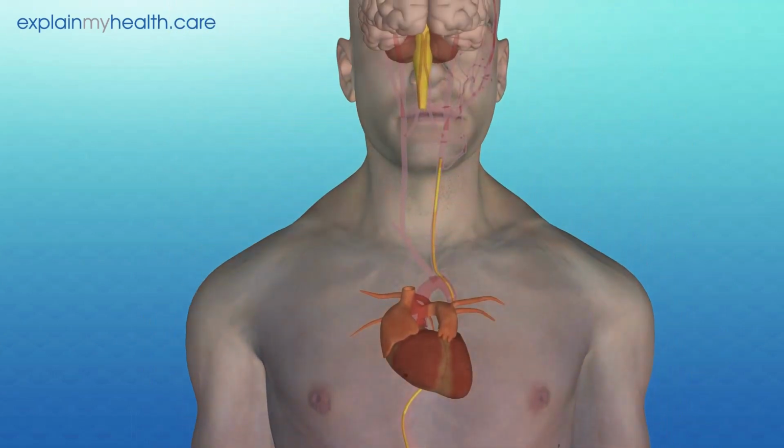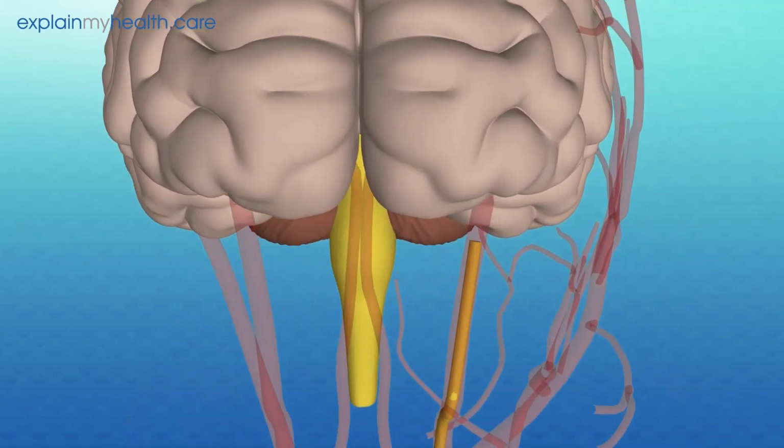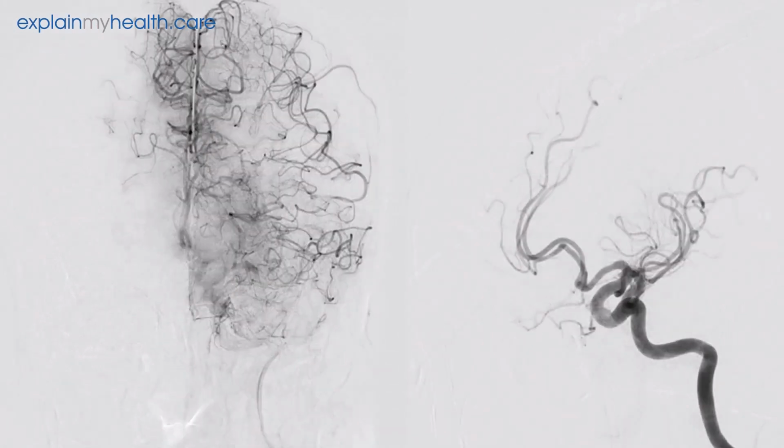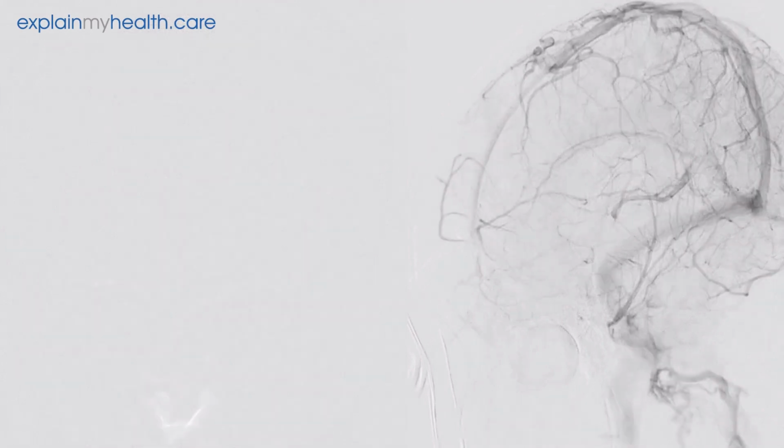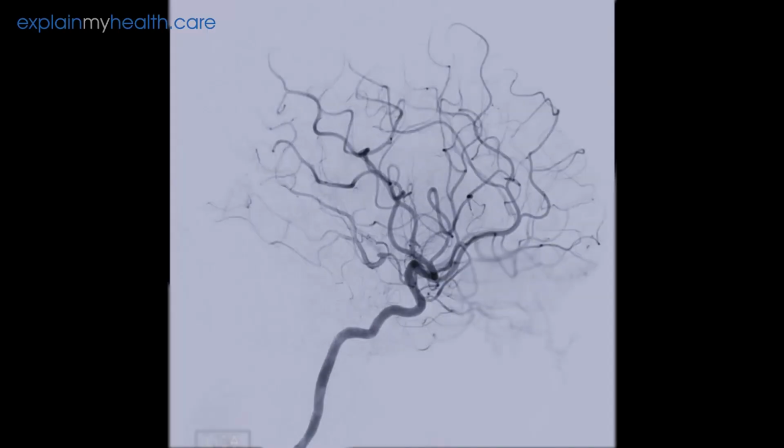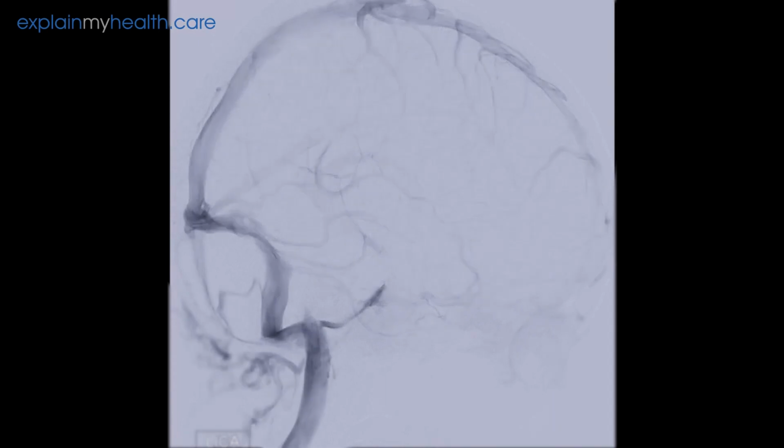A dye, called a contrast agent, is injected into the catheter. This dye shows the inside of the blood vessels while a series of X-rays are taken. The fluoroscope will move around your head to record pictures from multiple angles.